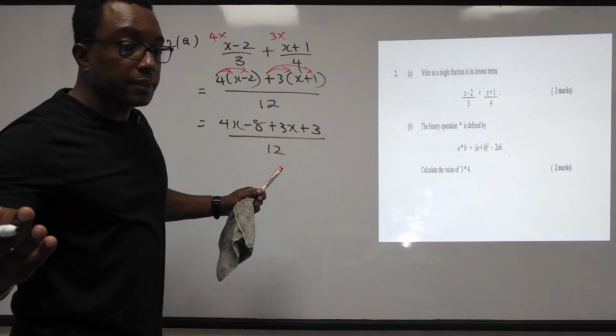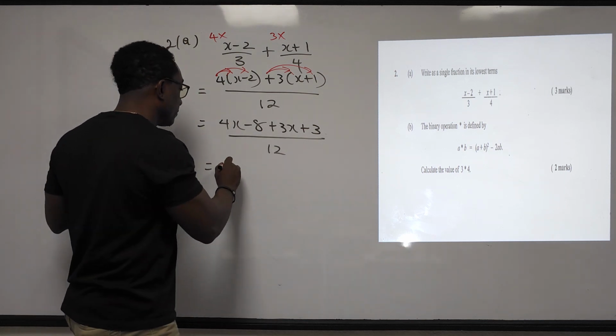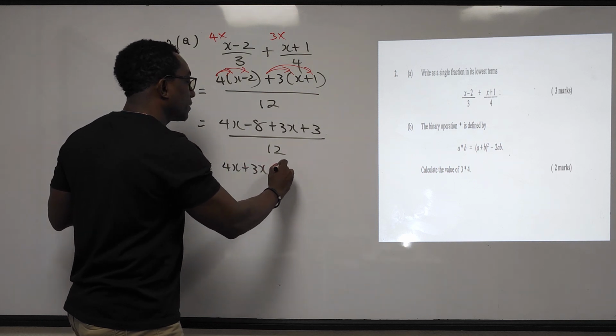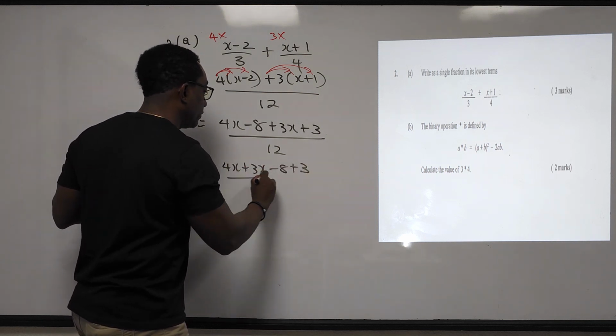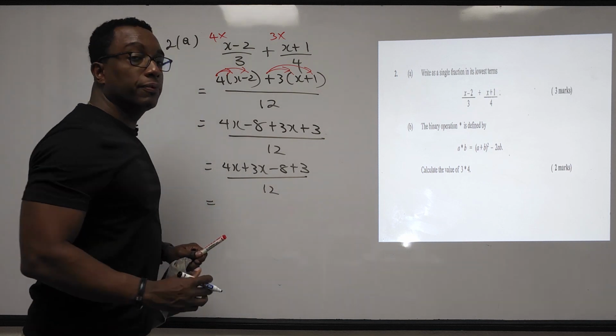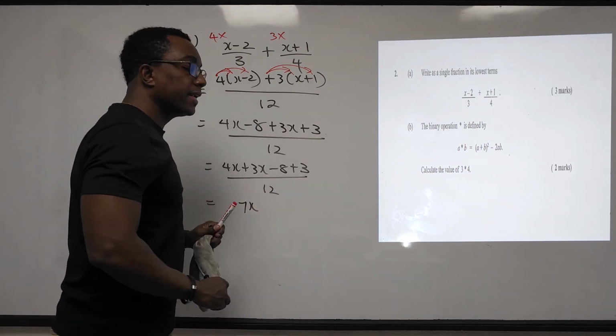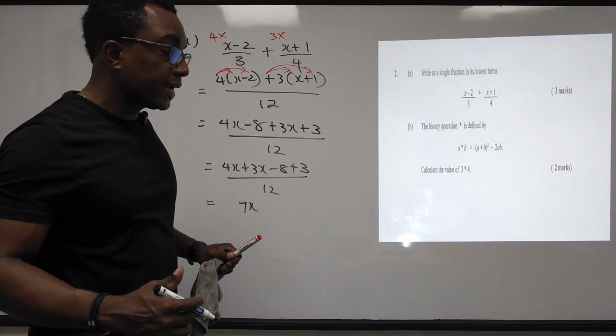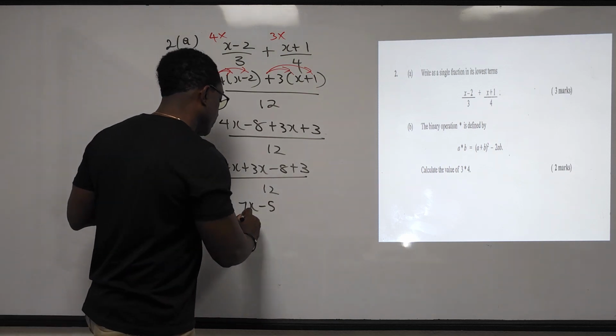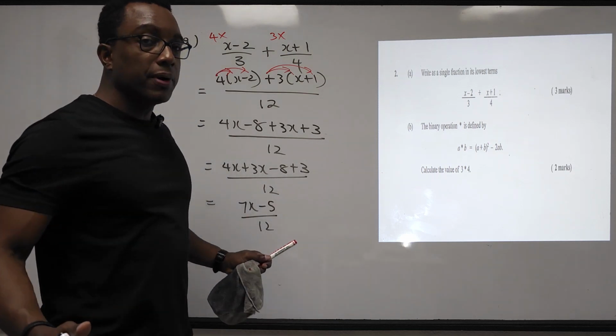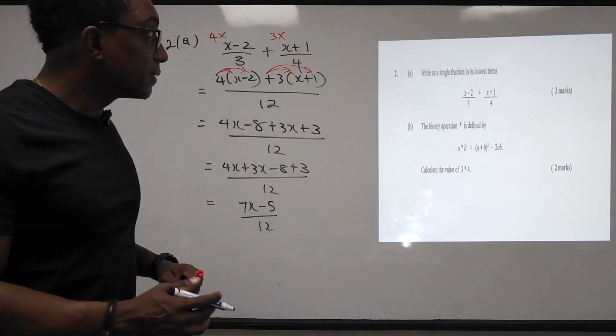I group like terms, so this will be what? 4x plus 3x minus 8 plus 3 all over 12. And I know 4x plus 3x will give me 7x. And negative 8 plus 3 will give me what? Negative 5. So all over 12. And at that point, nothing else can be done, so that remains my answer.